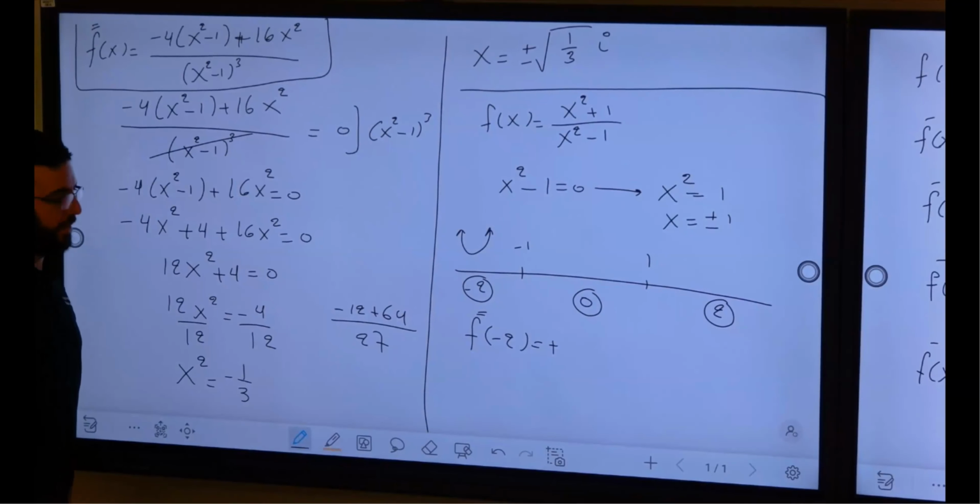Now plug in 0. F double prime of 0 equals what? Plug in 0 here, so it's going to be -1. -4 times -1. So here's 4. Plus 0 over. Plug in 0 here, so -1 cubed. So what's the result? That means this one is concave down. Can you do the same thing with the last one?